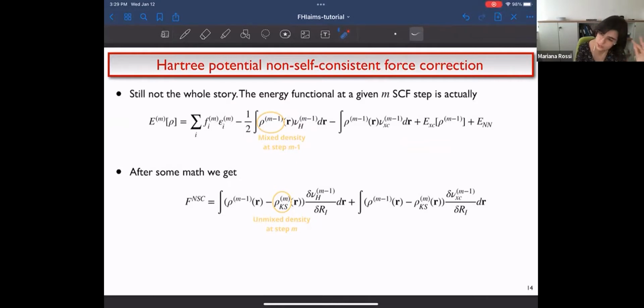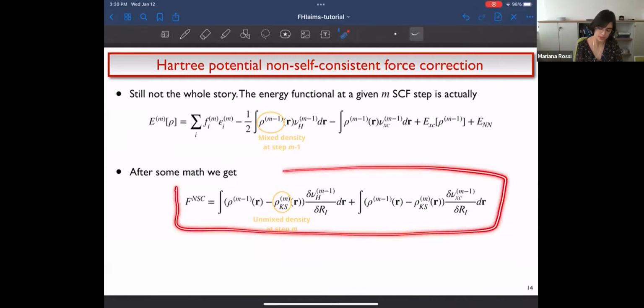But if you're not quite there, you have a term in the force that comes from this mismatch in the energy functional. And again, you can deal with it in two ways. You can converge your density more so that you don't have these terms, or you can calculate these terms explicitly and add them to the forces, so you have accurate forces at an earlier point in your self-consistent cycle. These terms look like what I show here below, so you can derive them as well.